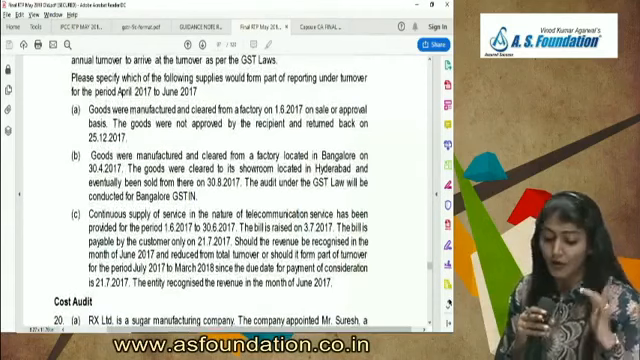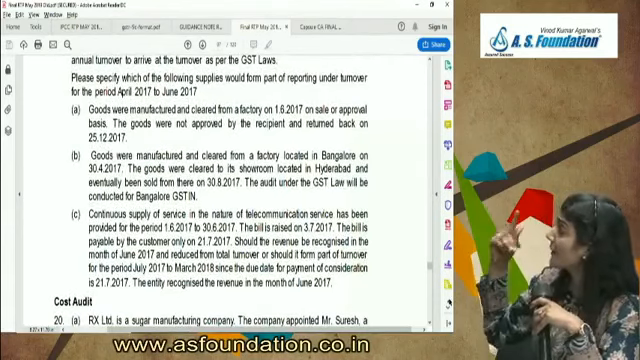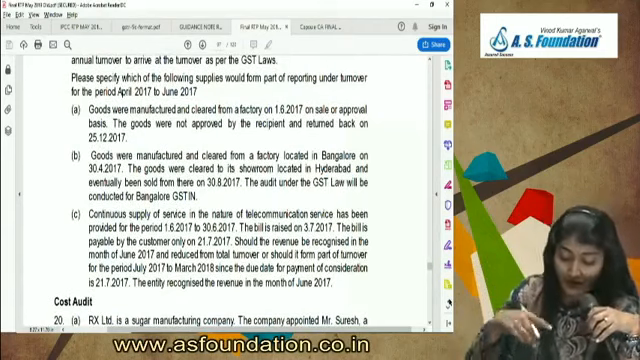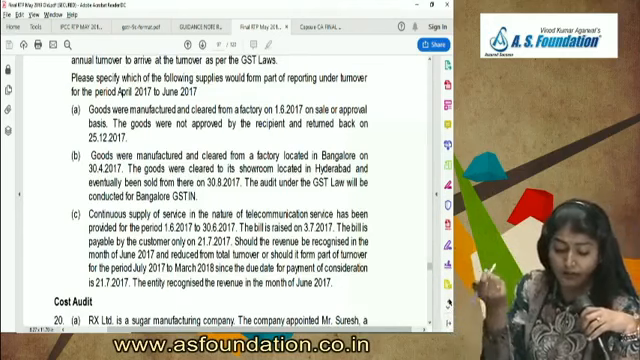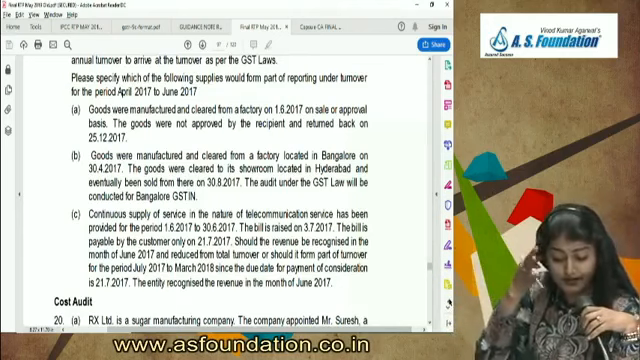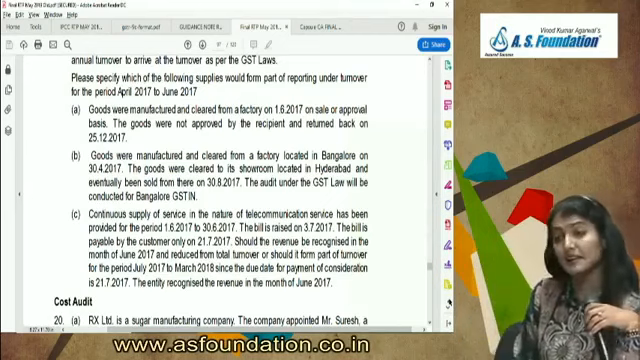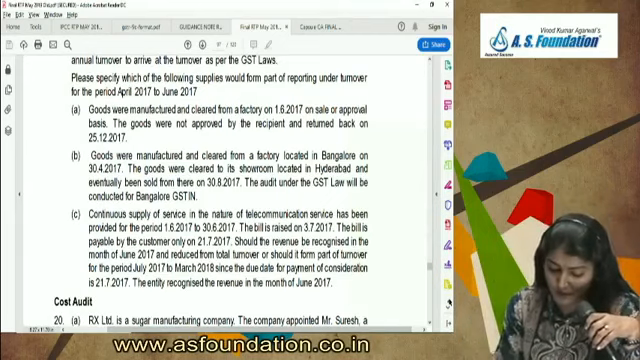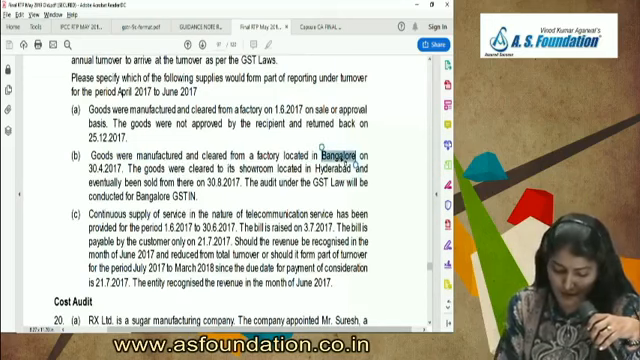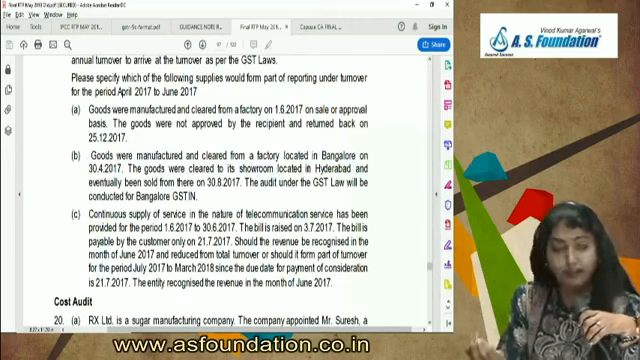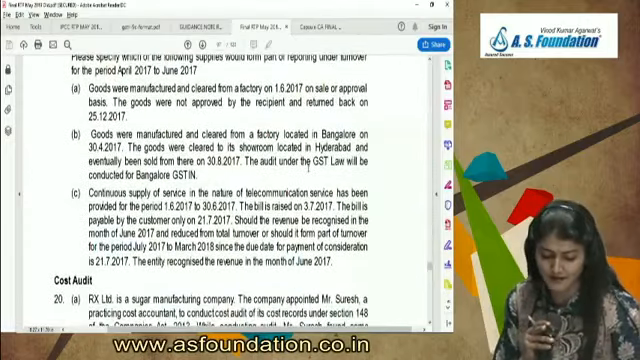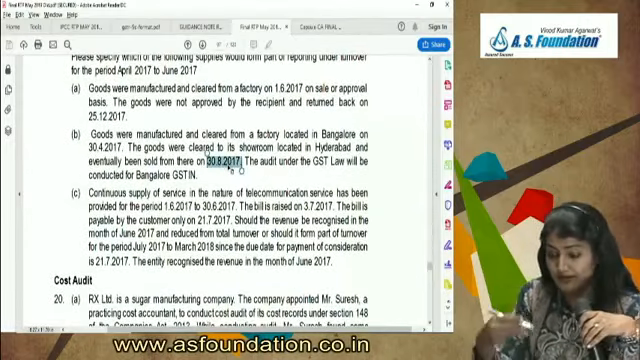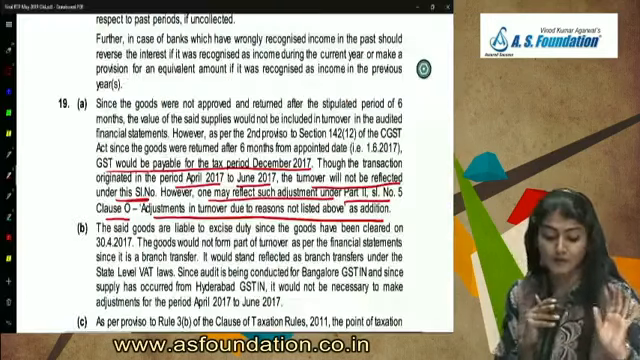Right, then next one. Goods were manufactured and cleared from a factory located in Bangalore on 30th of April. The goods were cleared to a showroom located in Hyderabad and eventually sold from there on 30th of August. The audit under the GST law will be conducted for the Bangalore GSTIN. Right, so this is a branch transfer. And eventually when did the sale take place? Sold from there on 30th of August, and the audit is to be conducted for the Bangalore GSTIN.